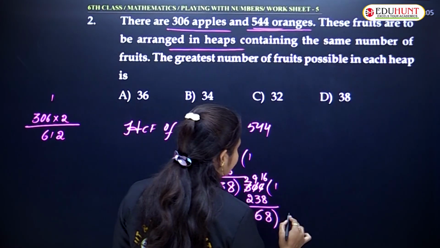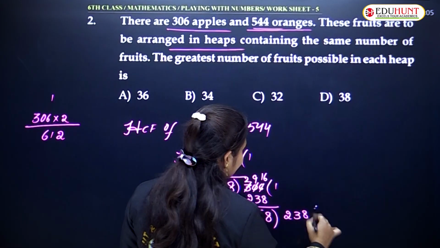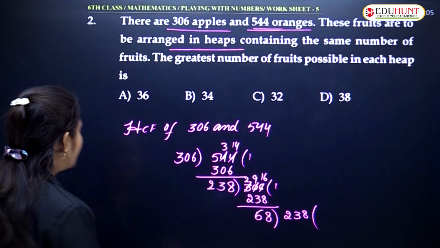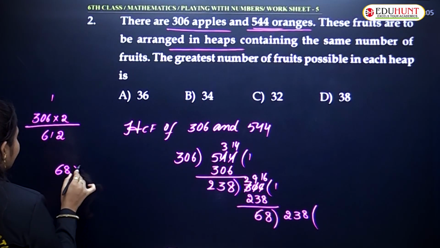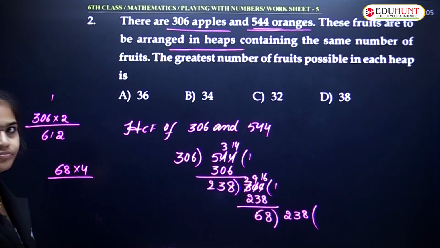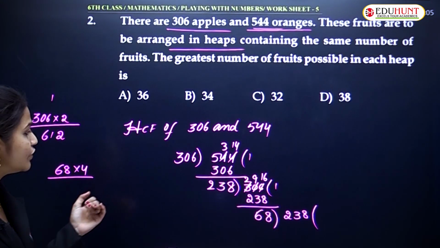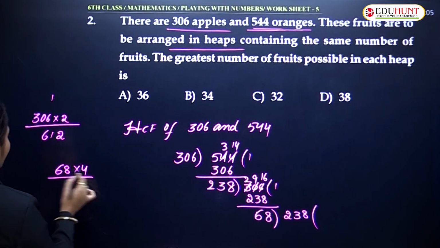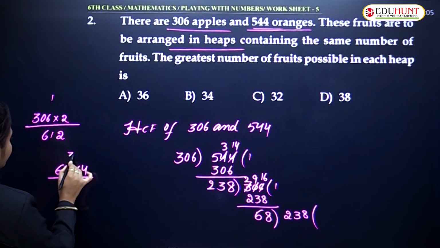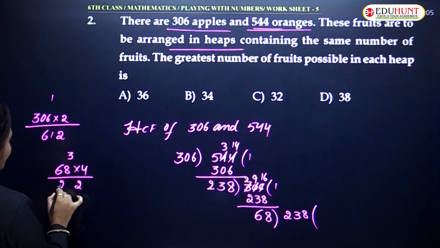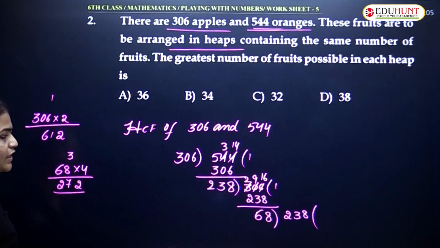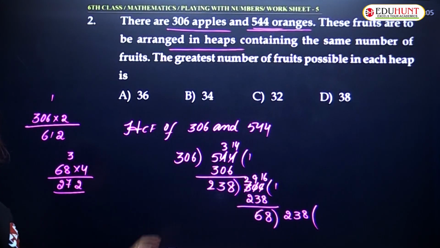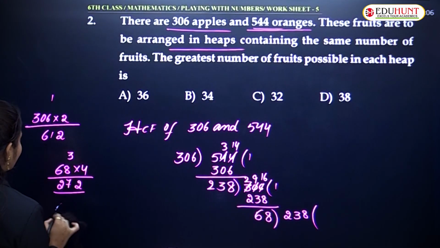Okay, and here 238. Clear? Now say 68 into, better to go for that 4. If it is more, then you better go for that 3. Okay, just check that. 4 8s 32, 4 6 24, 24 plus 3 27, 272. So 272 is more than 238. That's why better to go for that 68 into 3.